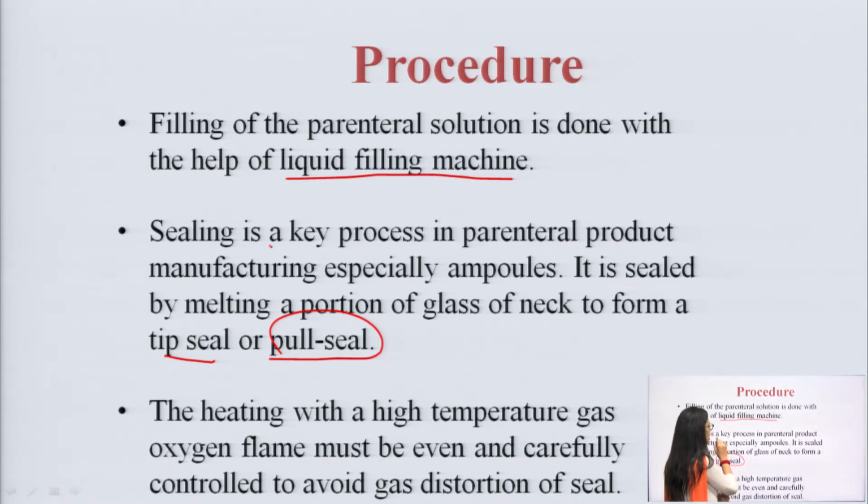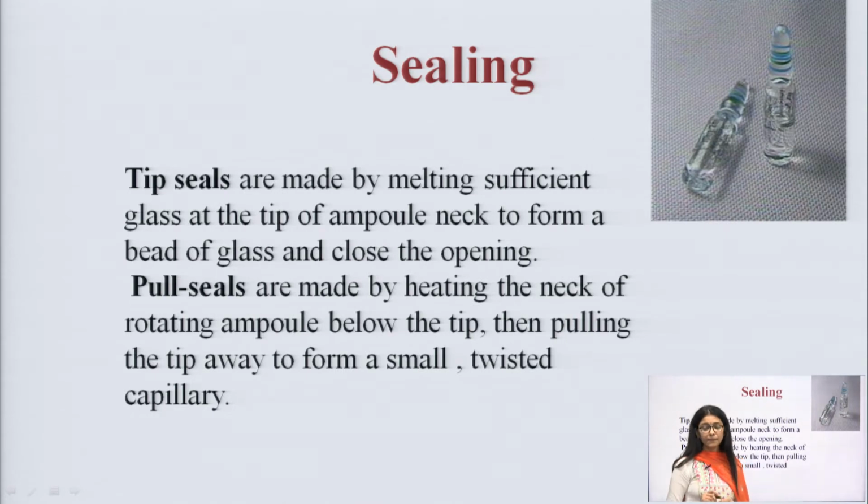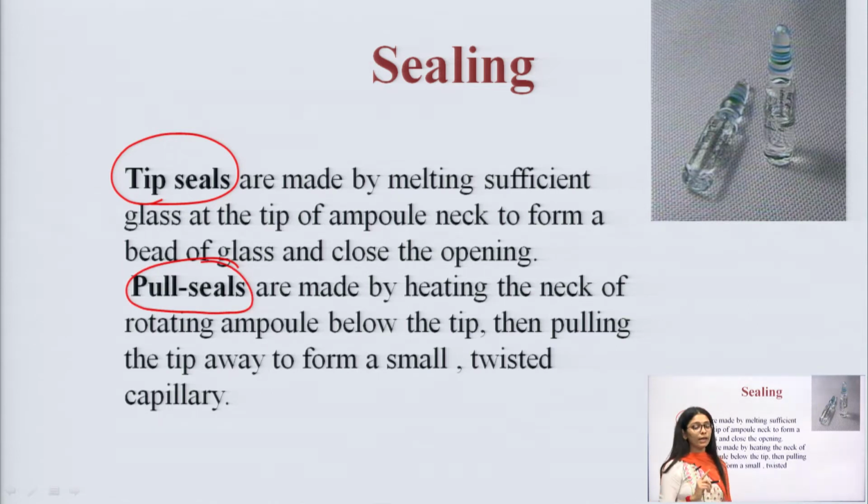So, sealing is a key process in parenteral product manufacturing, especially ampules. The heating with a high temperature gas oxygen flame must be even and carefully controlled, avoiding the gas distortion of the seal. So, what you have to understand is that heating is being provided here, at a very high temperature. Due to the high temperature, the oxygen flame is provided, which makes the ampule take that particular shape. So, there are two kinds of sealing technique we have, tip seal and pull seal. We are going to understand with the help of a diagram.